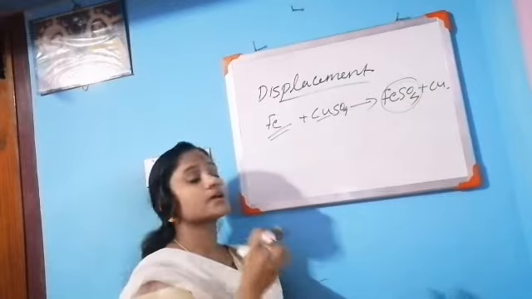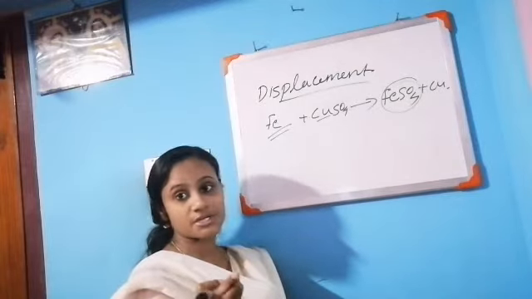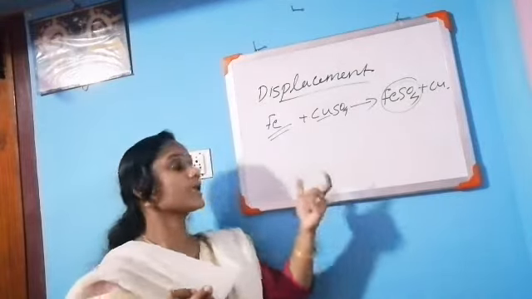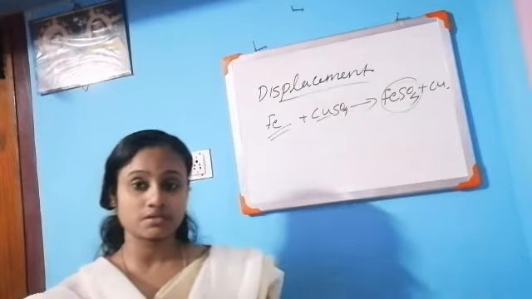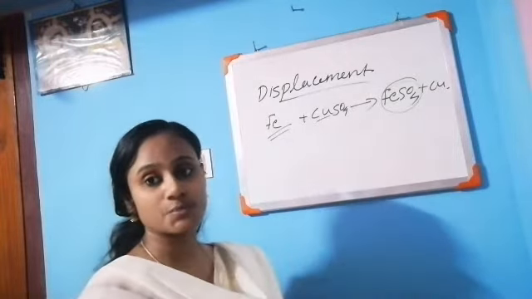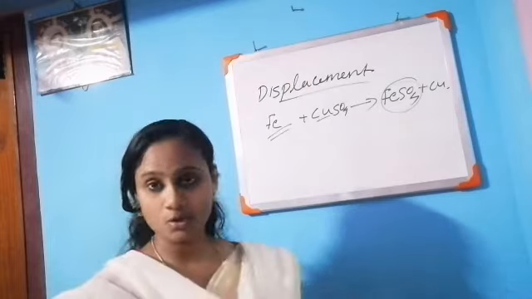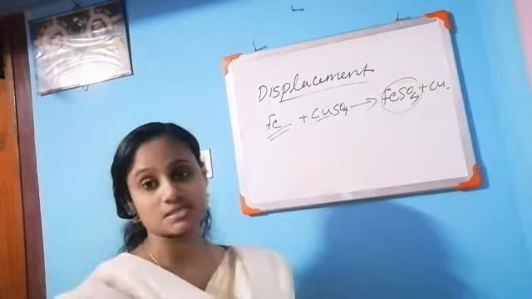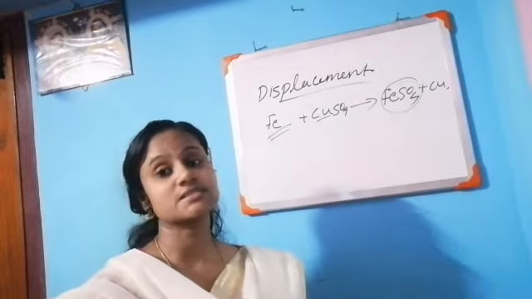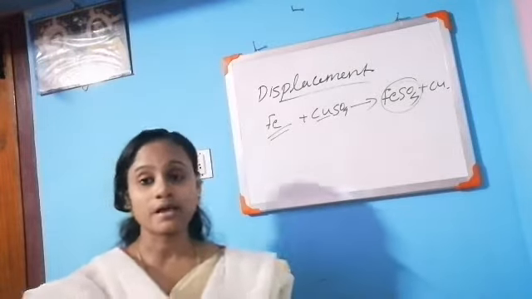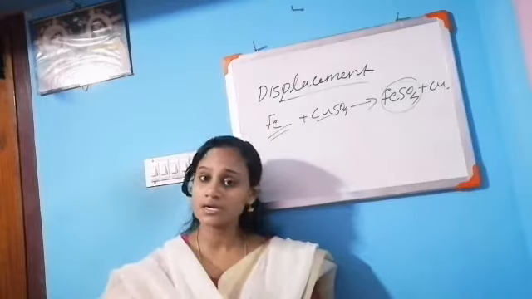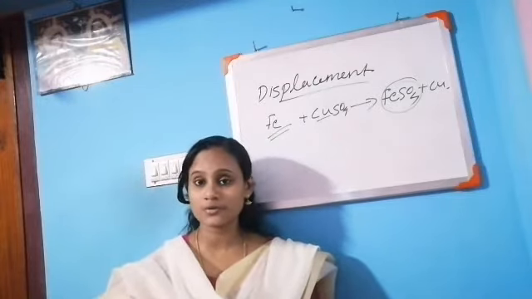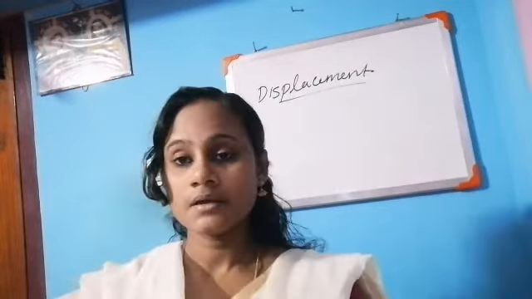So iron sulfate and copper. What is the color of copper? That is reddish brown. So iron reacts with the copper sulfate. Here iron is more reactive than copper, so it displaces the copper. Iron displaces the copper to form iron sulfate, that is ferrous sulfate, and copper. What is the color of copper? Reddish brown.